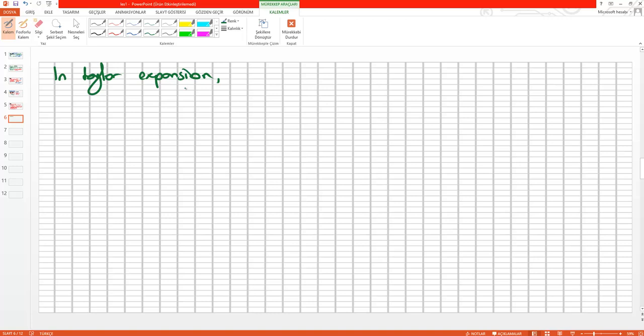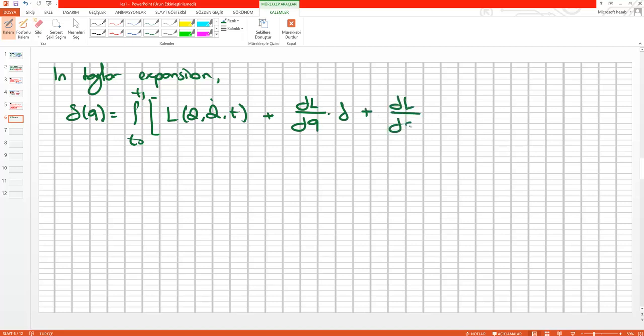Because we have the kinetic energy and potential energy, and so the position means that the potential and the dynamics is directly related to what? The first derivative of this q. Okay? And so, if we rewrite the SQ in here, like this one, T0, T1, we have the new Lagrangian in here, q dot t, plus dL/dq times delta plus dL/dq dot times delta dot and so on. And so these are the higher order terms in here.